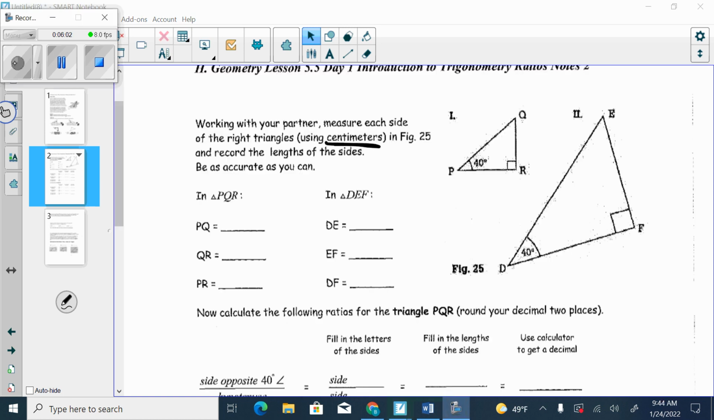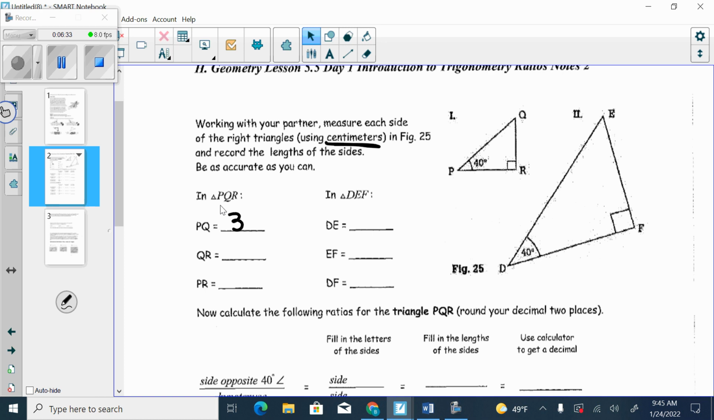We are trying to be as accurate as we can. I already heard some of you debating with your partner what exactly it is. As long as you're within a decimal point or two of each group, then we should still be okay. What did most of us get for PQ? 3. Okay. What about side QR?